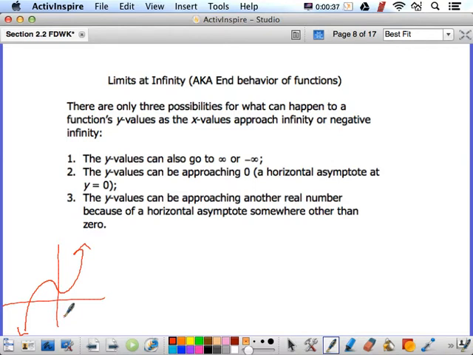As the x's get towards negative infinity, so do the y's. As the x's get towards positive infinity, so do the y's. Or the y values can be approaching 0 because there's a horizontal asymptote at 0. We saw that in a lot of the graphs we did earlier.